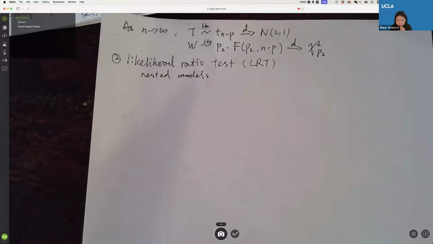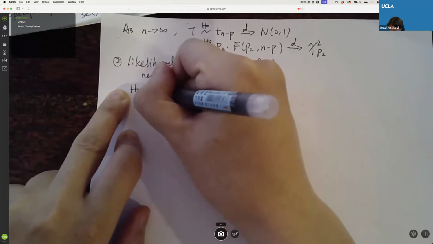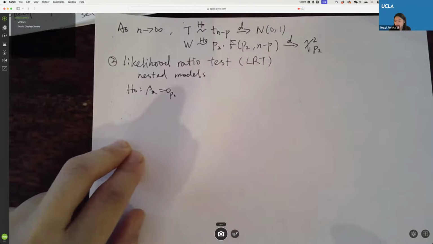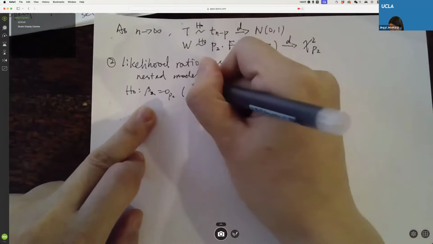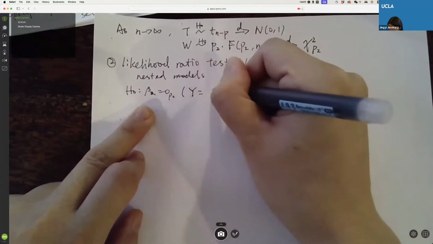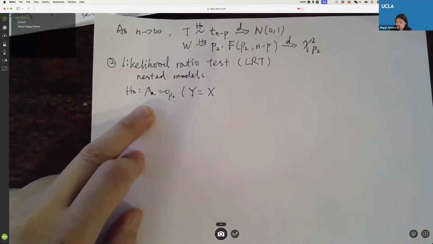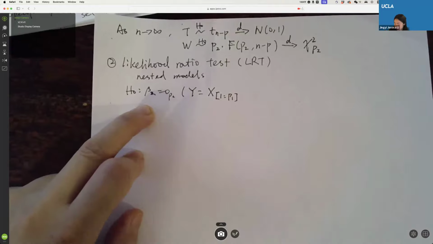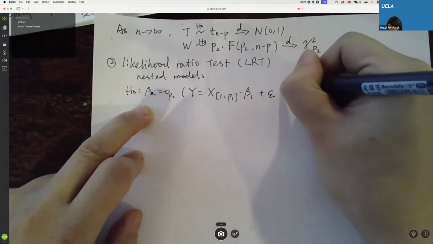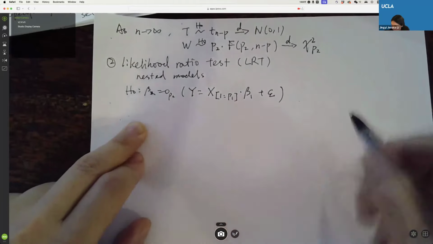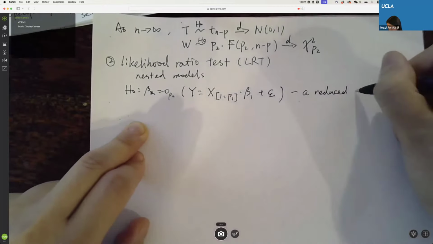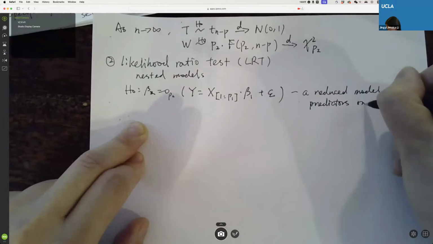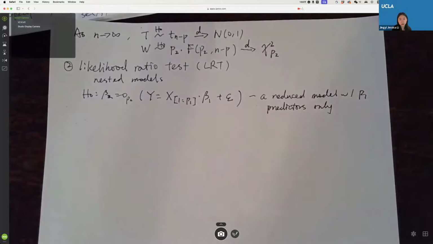Okay, so for the nested model, essentially, when we write this null hypothesis, the same one, beta 2 equals to 0, a vector, the model has only parameters of P1 dimensional. So basically, the linear model is essentially y equals X, the design matrix with the first P1 columns only, 1 to P1, as a submatrix, times beta 1 plus epsilon. Okay, so this is so-called a reduced model with P1 predictors only. All right. So this is so-called reduced model.